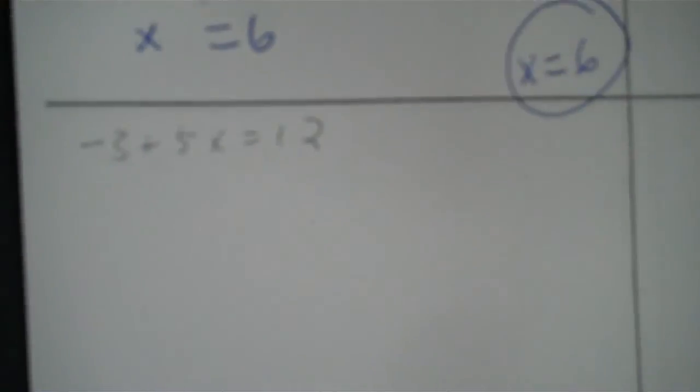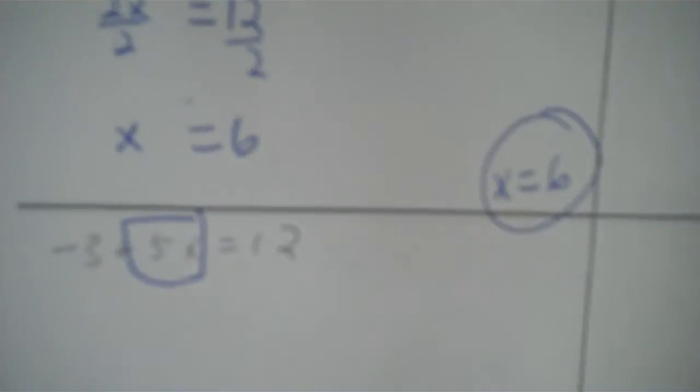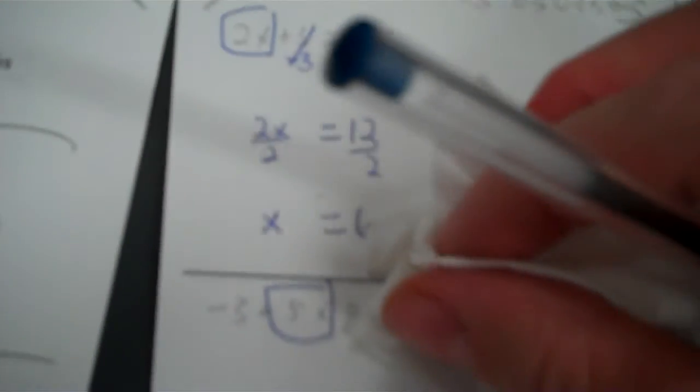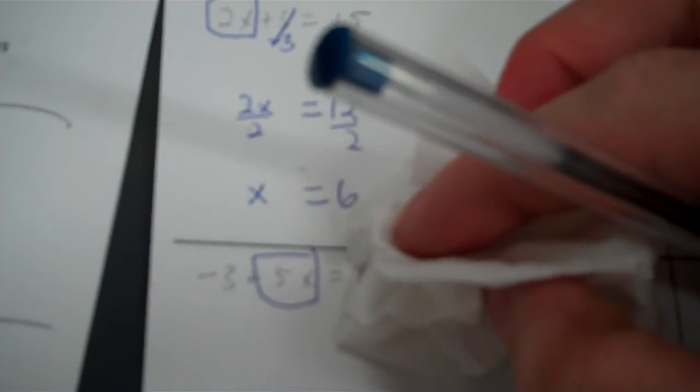Okay, the next one: negative 3 plus 5x equals 12. So I'm solving for the x variable right here. I box up the 5x, and so I have this negative 3. By the way, I'm not even going to look at what's on that side, because it doesn't matter. I have the negative 3 outside, so I'm going to add 3, and then I have the 5 as my coefficient, so then I'm going to divide by 5. So plus 3, plus 3.